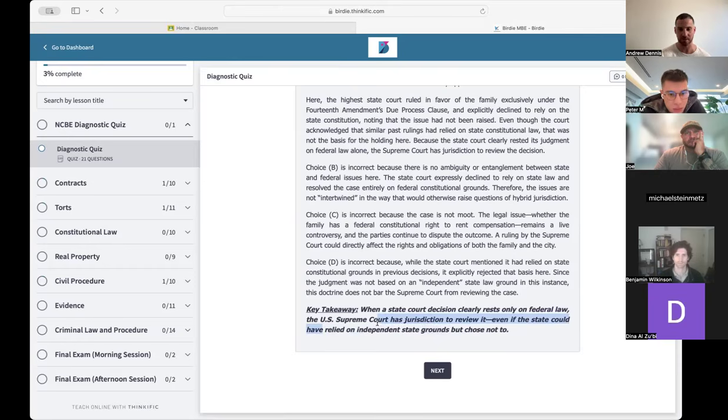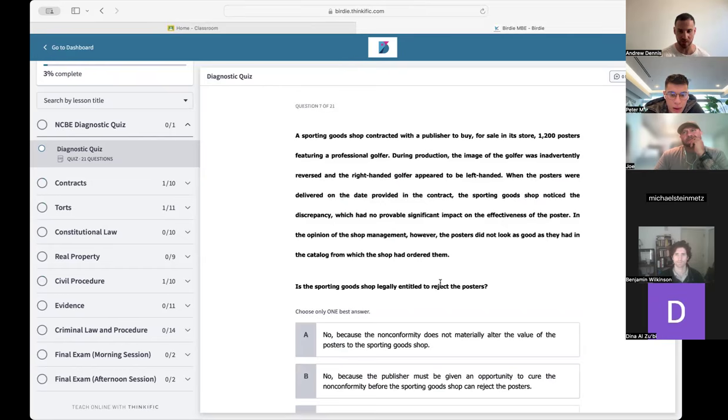Now, this is not the original jurisdiction of the Supreme Court. This is appellate jurisdiction of the Supreme Court. This is a writ of certiorari review, but they have discretion to review it because it is wholly federal. If it was based on independent, adequate state law, they would have no jurisdiction for review. Does anyone have any questions about that one?